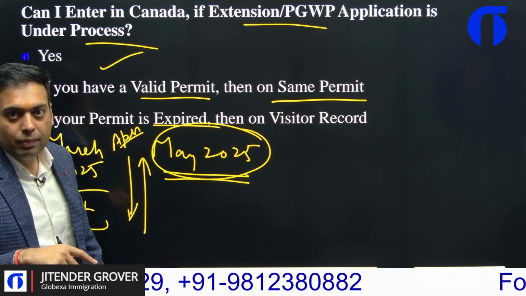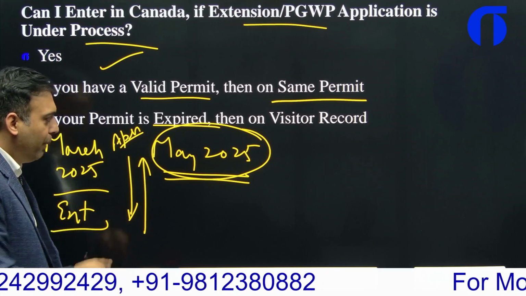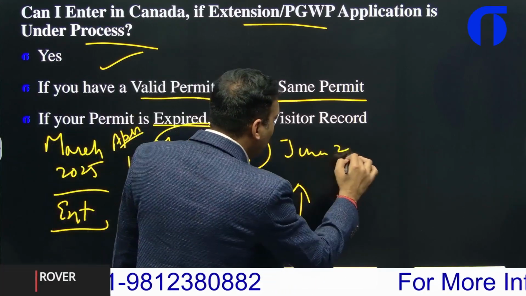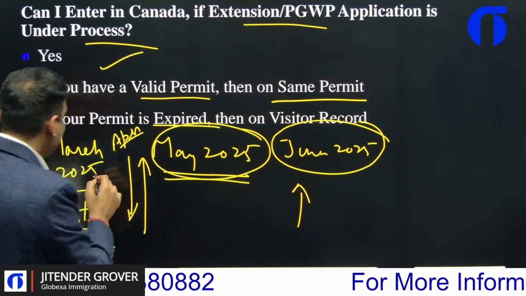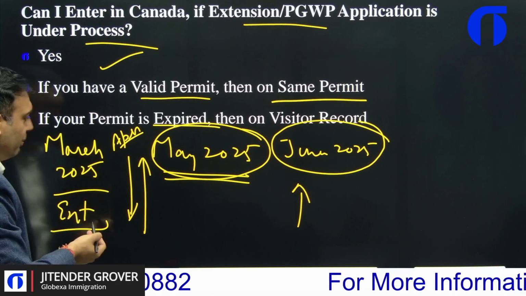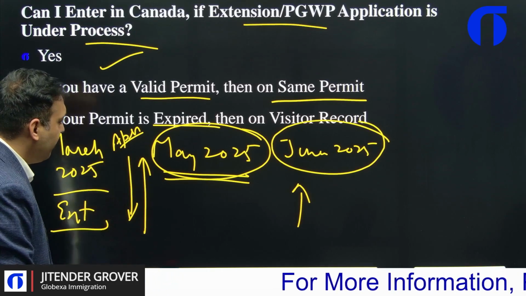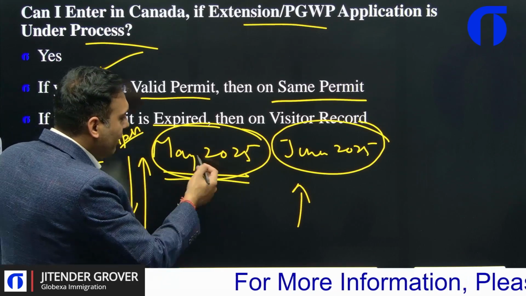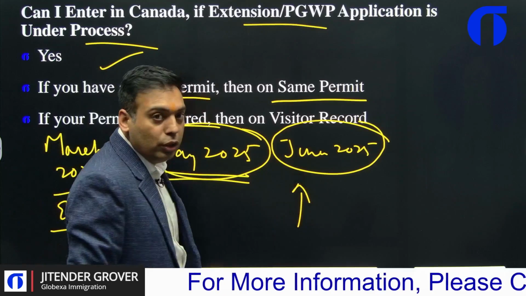Now it is a problem. For example, you left Canada in April, but you came back to Canada in June 2025. While entering Canada, your previous application, the study permit extension application, you submitted it in March 2025. You left Canada in April 2025. Your previous permit was valid till May 2025. Now you are coming back to Canada in June 2025.